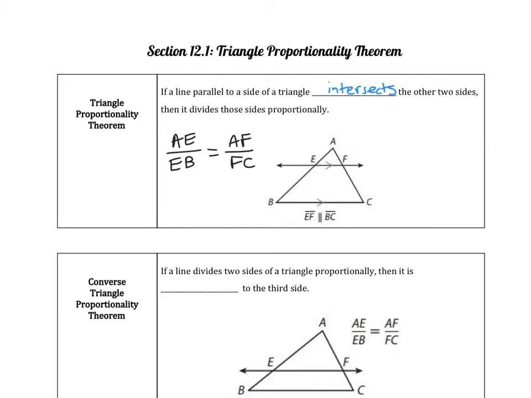There are other proportions you can set up using the triangle proportionality theorem. For example, of course, we could flip the numerator and denominator on both sides, and it would be exactly the same.